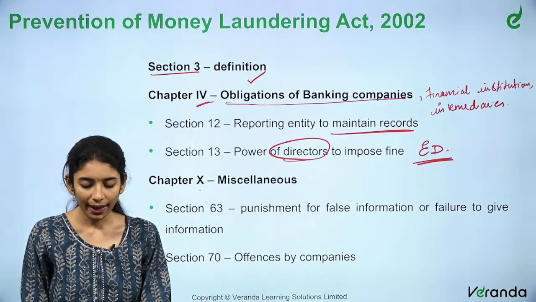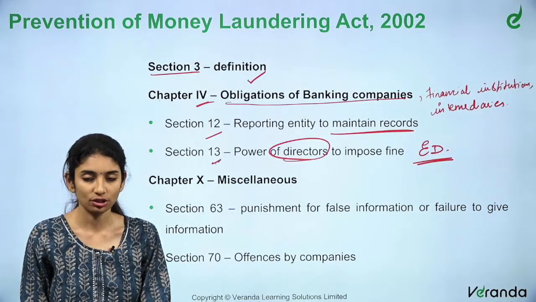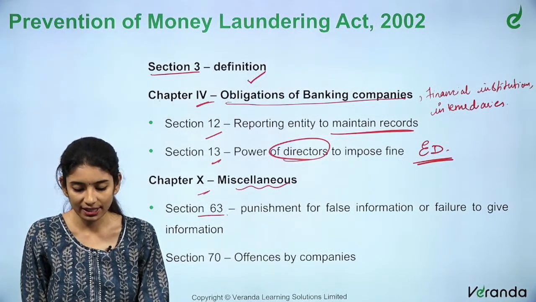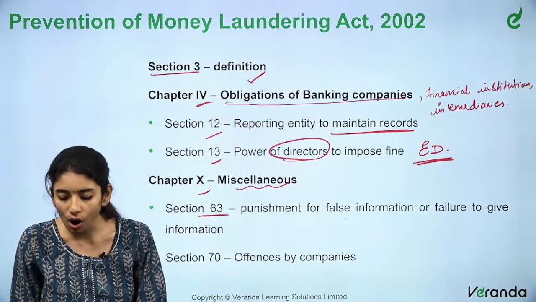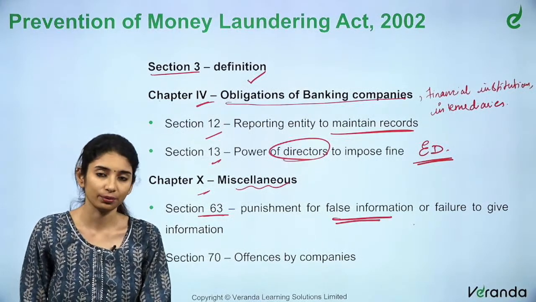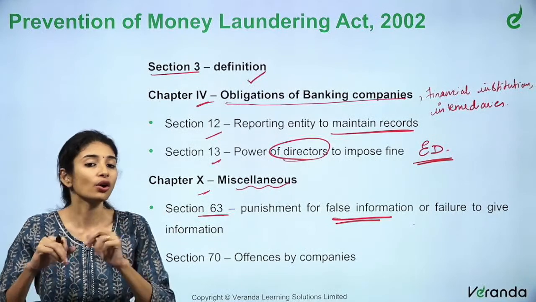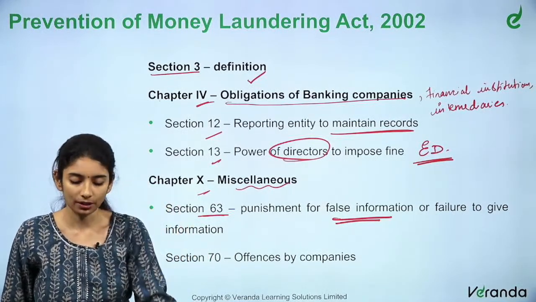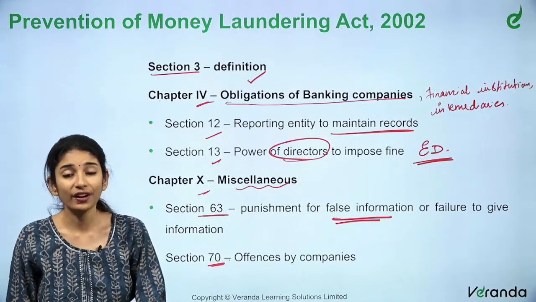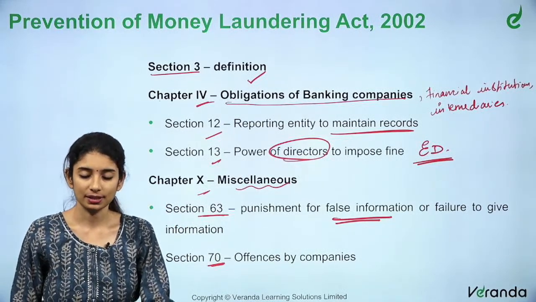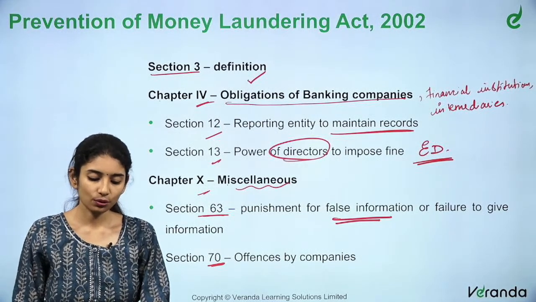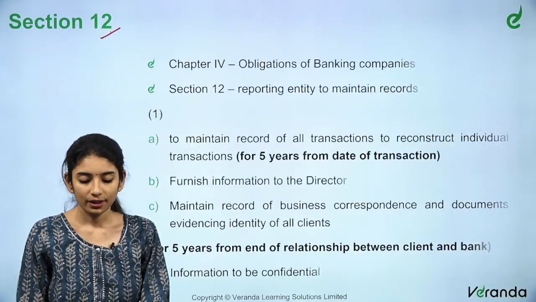Chapter 4 talks about section 12, section 13. Chapter number 10 is a miscellaneous chapter which has section 63, punishment for false information or failure to give information. So you give wrong information or you don't even give information. In both cases, section 63 will be applicable. Section 70, offences by companies. Clear? Offences by companies. So these are the 4 sections that we are going to see. Starting with section number 12.